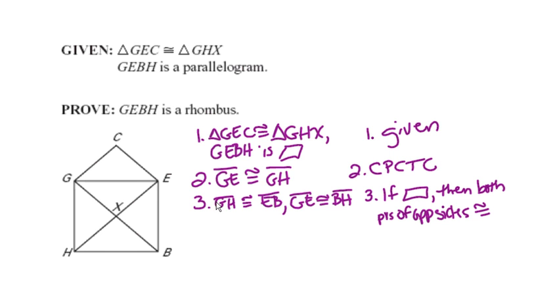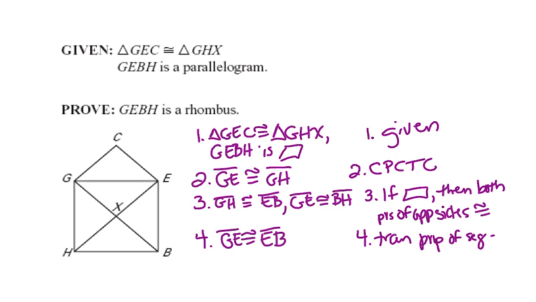So we've got multiple congruent sides, but I still have not yet said that all four sides are congruent. So I've got GE congruent to both GH and BH, but I need to say that it's congruent to EB, and then I will be good to go. So GE is congruent to EB. And my reason for that is, well, GE is congruent to GH, and GH is congruent to EB, therefore GE is congruent to EB. That is my transitive property of segment congruence.